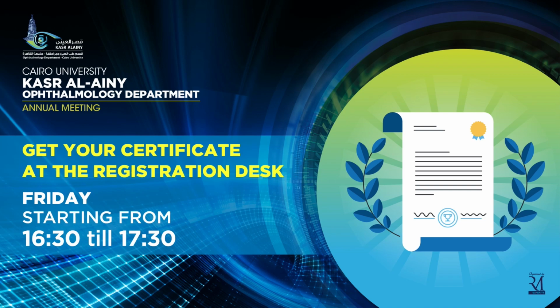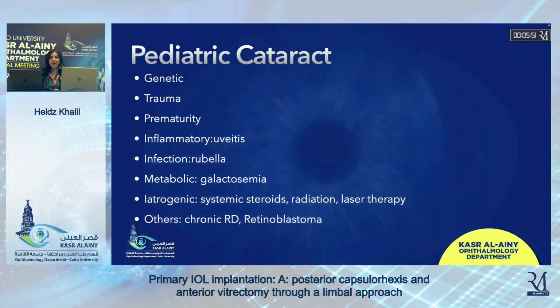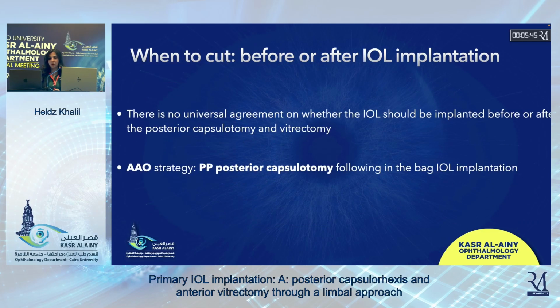I will present the other approach, which is in the bag IOL implantation, followed by pars plicata posterior capsulotomy and anterior vitrectomy. The most common cause for pediatric cataract is genetic. It's usually bilateral, followed by other causes such as trauma, prematurity, inflammatory, infection, or metabolic diseases.